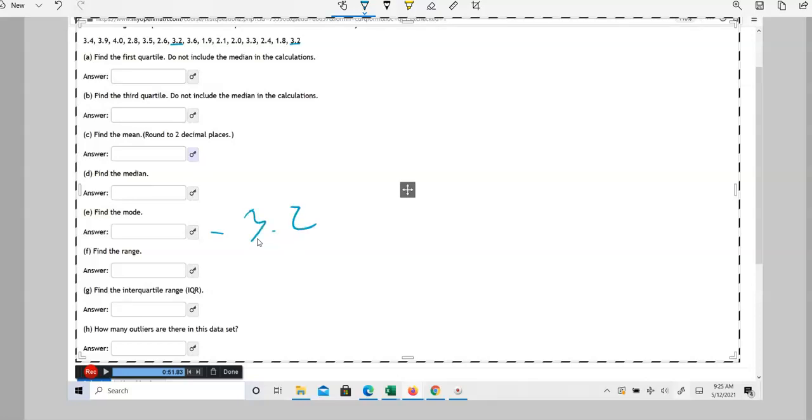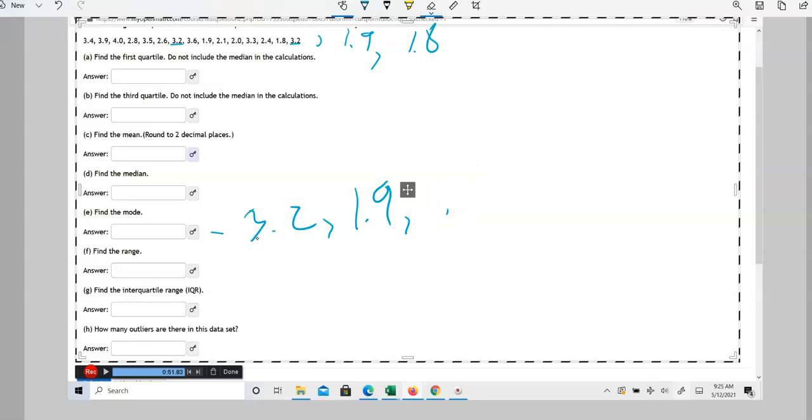Now, interestingly, let's just say I added one more piece of data. Let's say I added 1.9 to this data. Well, then there would be two modes. You would answer 3.2, 1.9. So there could be more than one mode. If it's a tie for anything that appears the most, you just list them both. And just for the heck of it, one more, 1.8. So it's a three-way tie. So you would just list the modes are 3.2, 1.9, and 1.8.